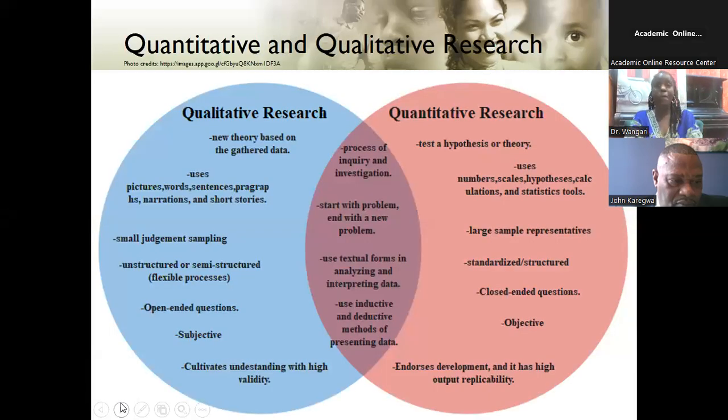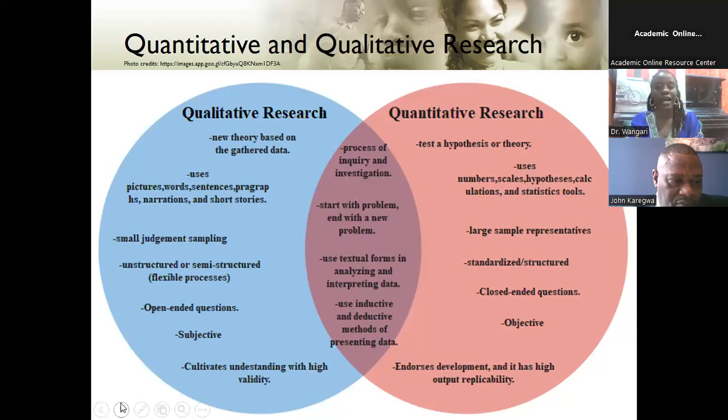Now, how about qualitative and quantitative? When we talk about qualitative, we are talking about using pictures, words, sentences, paragraphs, narrations, and short stories. A lot of you in M&E will actually apply qualitative research in analyzing loads and loads of evidence that is in textual format. And when we talk about quantitative research, we're talking about lots of data that's numerical in nature: numbers, scales, hypotheses, calculations, and statistical tools.